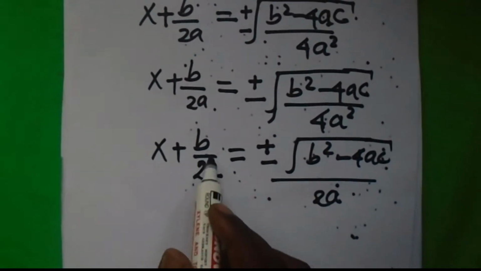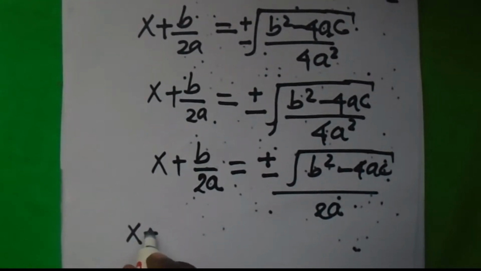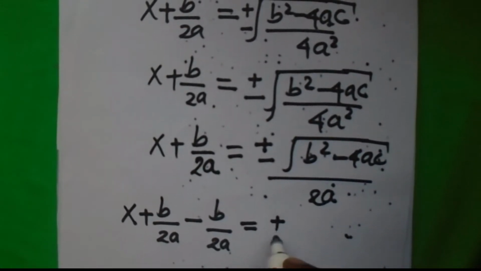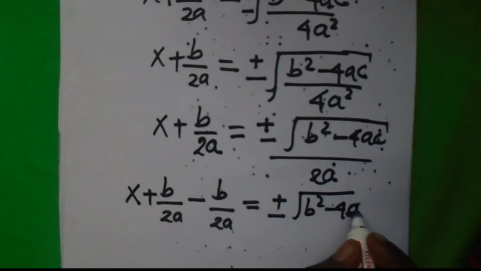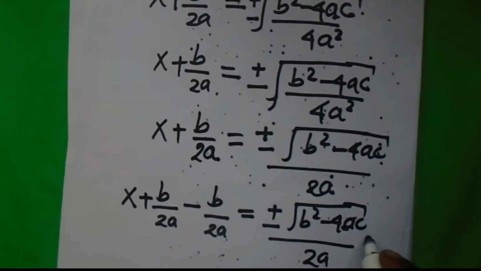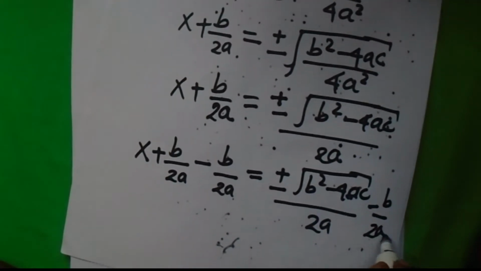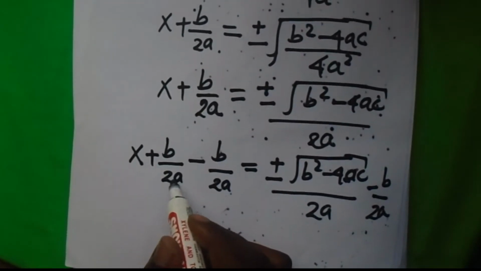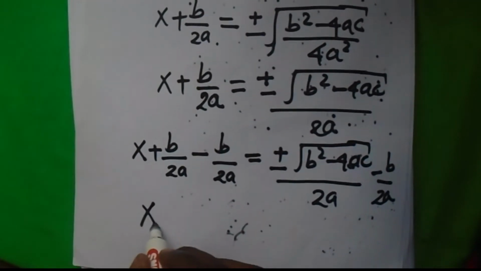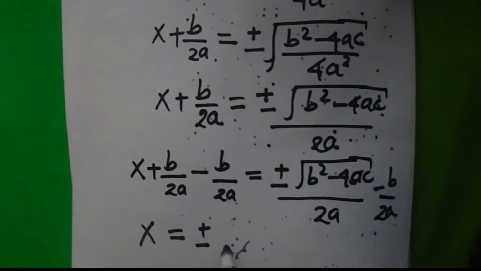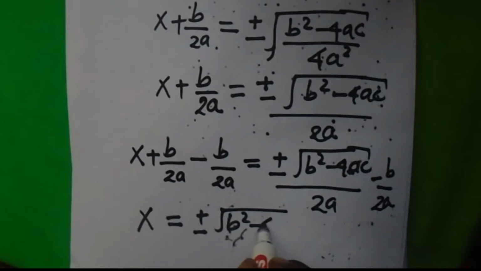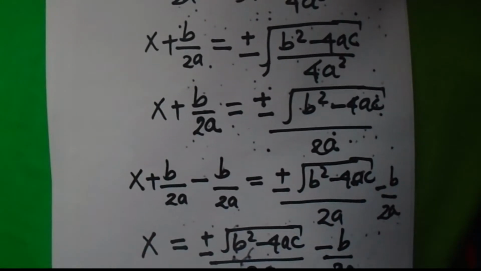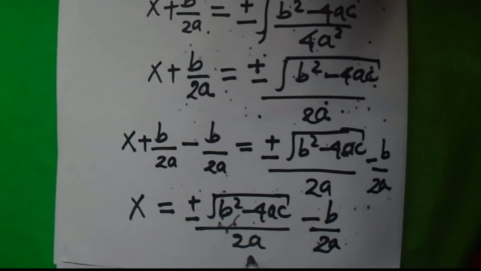Then subtracting b over 2a from both sides, we remain with x equals negative or positive the square root of b squared minus 4ac over 2a, then minus b over 2a. The positive b over 2a minus b over 2a will cancel out, and we remain with x equals positive or negative the square root of b squared minus 4ac over 2a, then minus b over 2a, because our expressions have the same lowest common multiple.